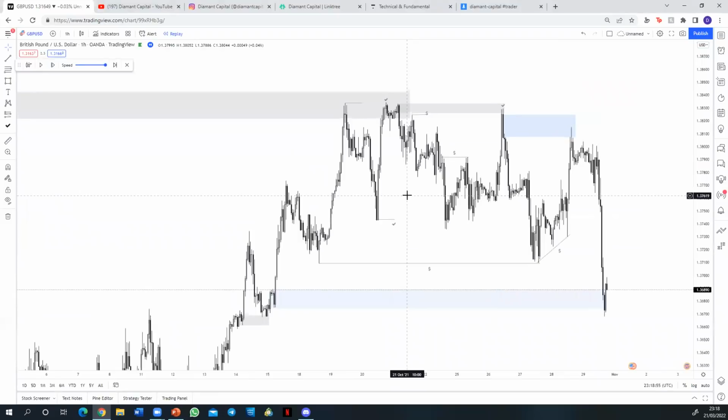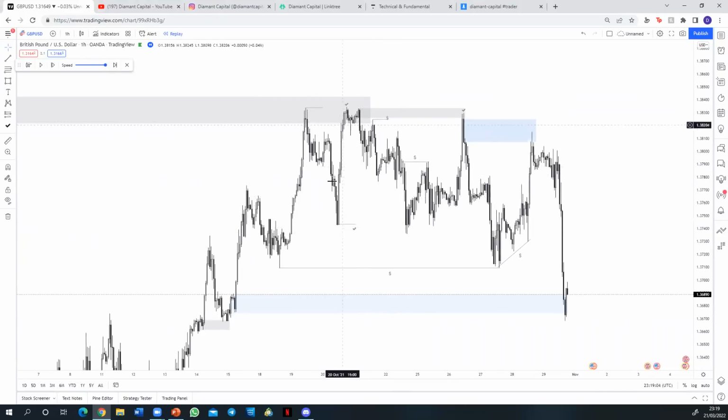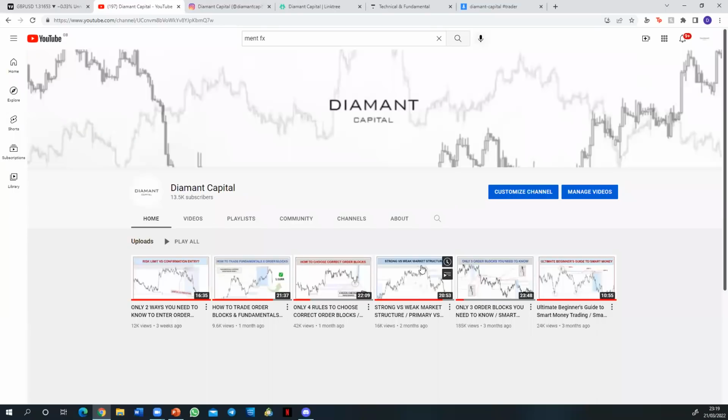Then in terms of price, what I want to see for us to actually start selling is some kind of solid breaker structure down. For me personally, this was the last move before the massive impulse upwards, right? So that's what I want to see being broken. This is exactly what I talk about in one of my videos, the strong versus weak market structure. Definitely give that one a view.